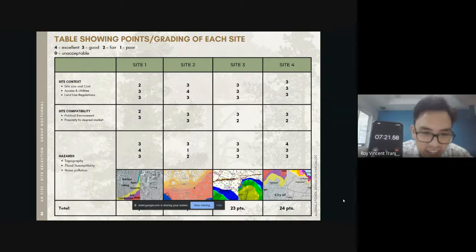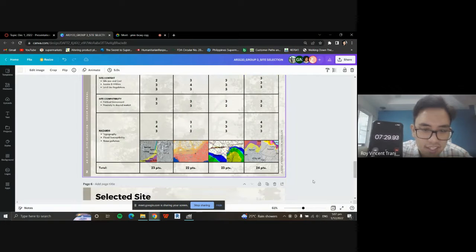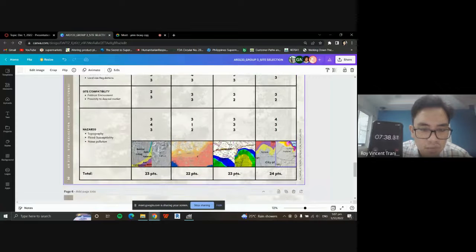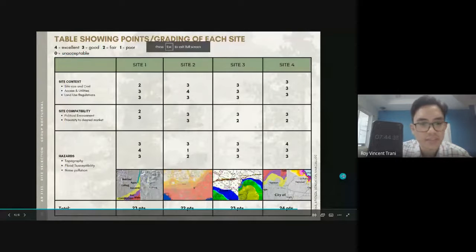Pwede ko na i-click ang hide button there. Okay, I can't see the total. There's a stop sharing and next to it is hide. Kita ka na? Whoever is sharing the screen, you see googlemeet.com sharing your screen? Yeah, you can press that hide button. Yeah, that's actually a button. Yeah, there you go. Okay.